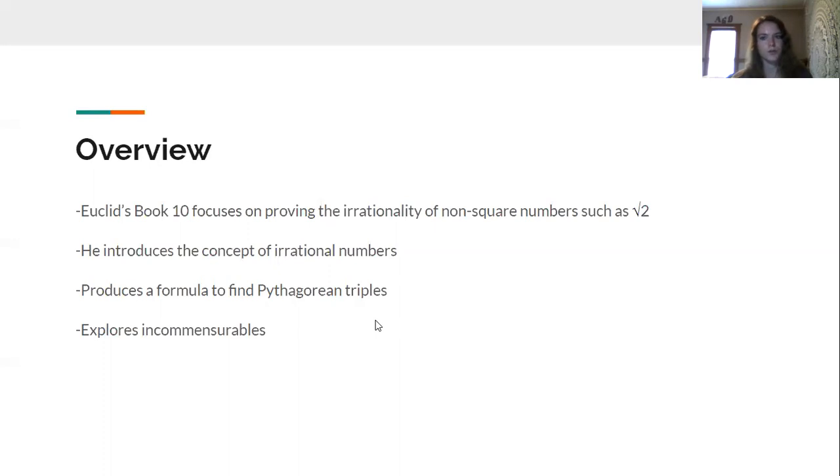So a little overview on Euclid's Book 10 is that he focuses on proving the irrationality of non-square numbers such as the square root of 2. So he introduces the concept of irrational numbers, and he produces a formula to find Pythagorean triples, as well as he explores incommensurables.